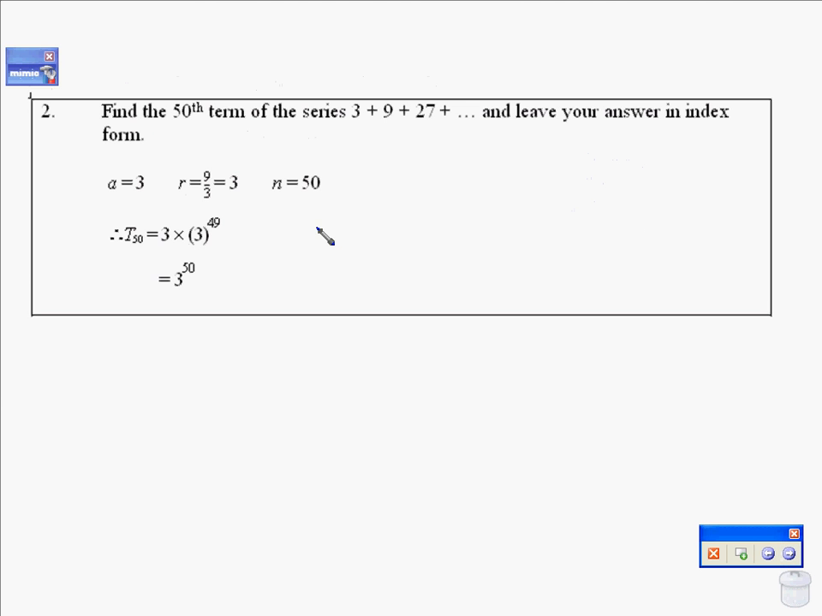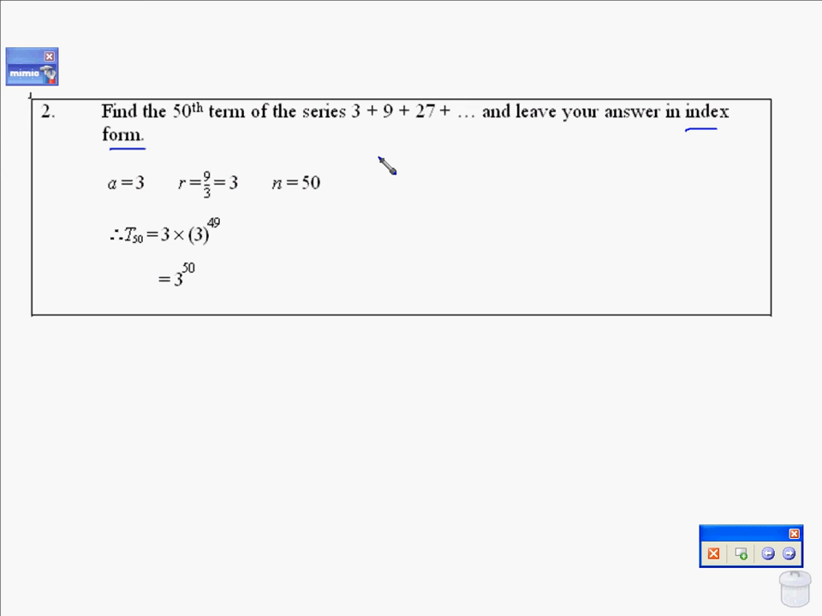In the next one, find the 50th term. We're going to ask you to leave it in index form this time. As you can imagine, some of these answers will get really large. When you start multiplying by numbers, they can get really large really quickly. So just be careful. The 50th term is going to be a really large number.